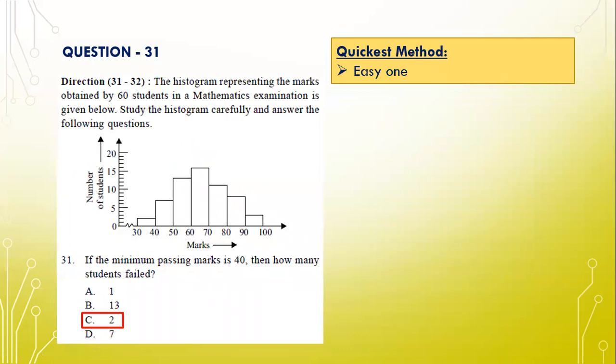Question 31. The histogram representing the marks obtained by 60 students in a mathematics examination is given below. Study the histogram carefully and answer the following questions. If the minimum passing marks is 40, then how many students failed? So how many students scored less than 40? These many students. What are these? Two students. Two students scored less than 40. They scored between 30 and 40.